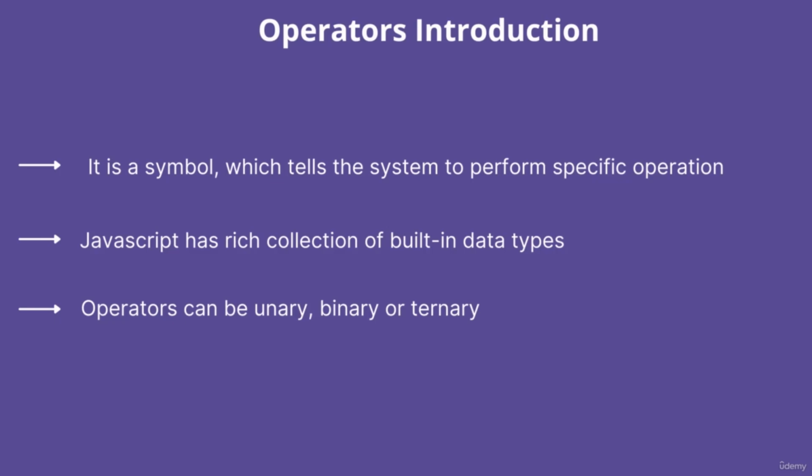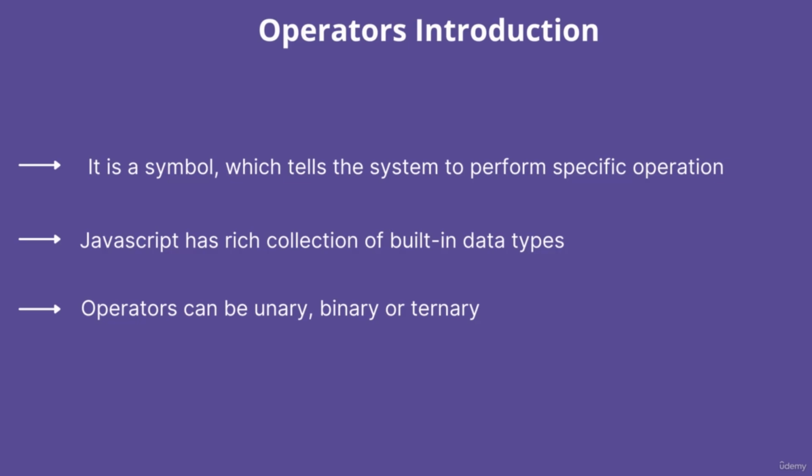An operator is nothing but a symbol which tells the system which particular task needs to be performed on the data to which you are applying the operator. So the operator is the symbol, and the things on which the operator is applied are called the operands. For example, if there are a couple of variables A and B, and we say A plus B, then plus is the operator and A and B are the operands on which the operator is being applied.